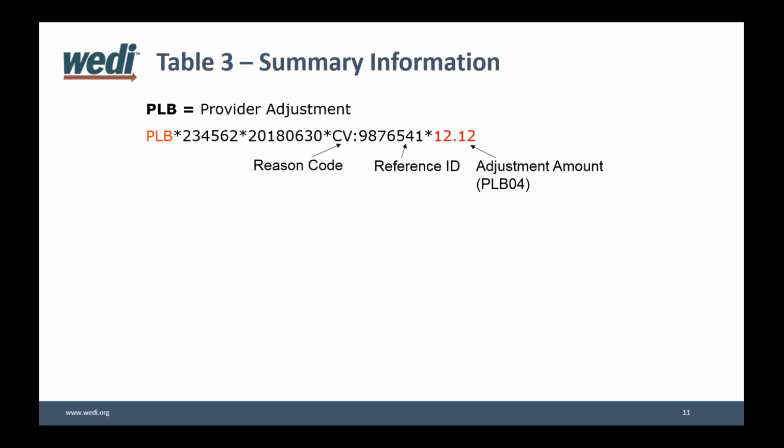So in this case, there is another reason. CV is the reason code. There's a reference identifier, and then the dollar amount is $12.12. So that represents information that is a dollar amount that is not being paid today. Negative means we're adding to the payment amount, and a positive means we're taking away from it, which is the typical standard positive negative dollar amount for all dollar amounts. Next slide.